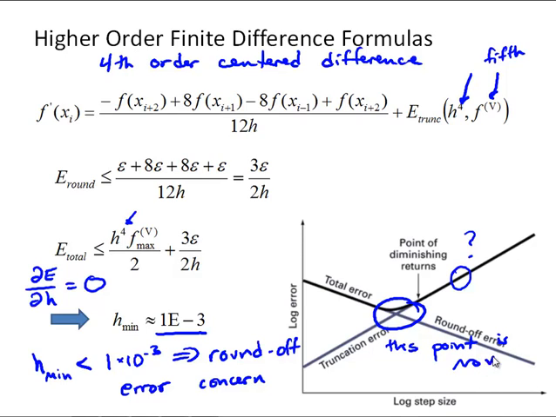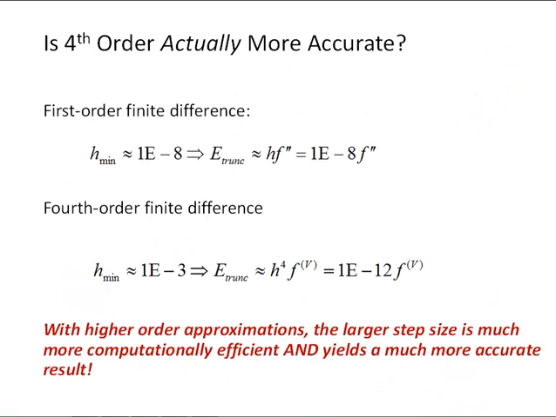And the way that that's moving is, the overall point, the total error, is moving down and it's moving to the right. So we're getting a smaller total error at a larger step size is the difference. And we can see that here on the next slide, how the fourth order actually is more accurate.